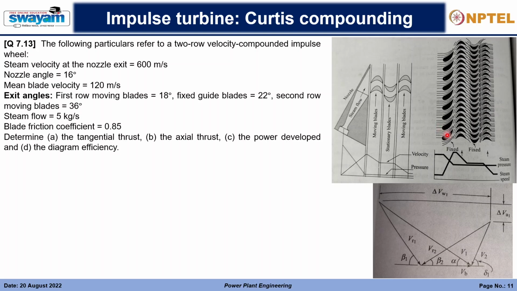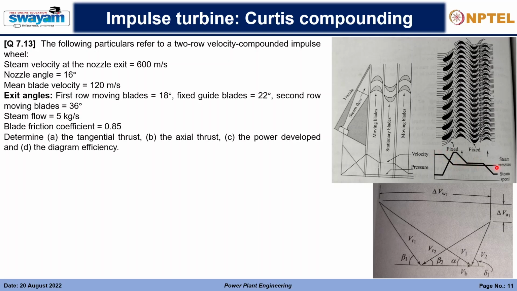What happens is that the steam moves from this fixed blade and moves onto the moving blade. First of all, what happens is the velocity and the pressure. So this is the velocity, and this is the steam pressure line.